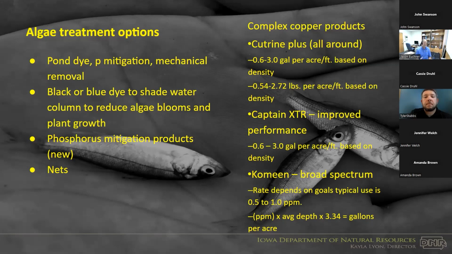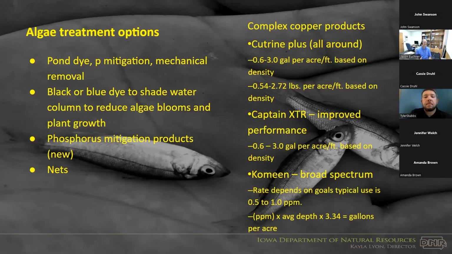Since I put the slide together, we have a new Komeen product available called Komeen Descend. It's an incredibly broad-spectrum copper complex that's really good for coontail management, but its number one use is for filamentous algae. It does a really good job with filamentous algae, whereas filamentous algae would be where Captain XTR struggles. Captain XTR is better with your planktonic algae and your early-stage filamentous algae blooms. When you get into more abundant filamentous algae, Komeen would be a better product.